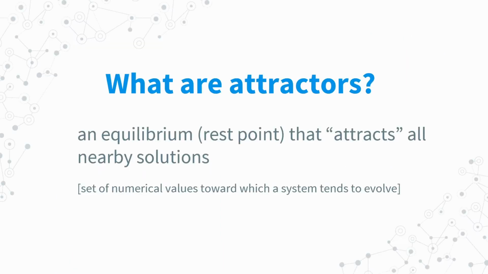To go back to the question in the beginning, this is exactly what an attractor is. An equilibrium that attracts all nearby solutions, or in other terms, a set of numerical values toward which a system tends to evolve. However, we have to keep in mind that it is a certain sort of equilibrium that we have just seen. For that, we have to look at its stability.